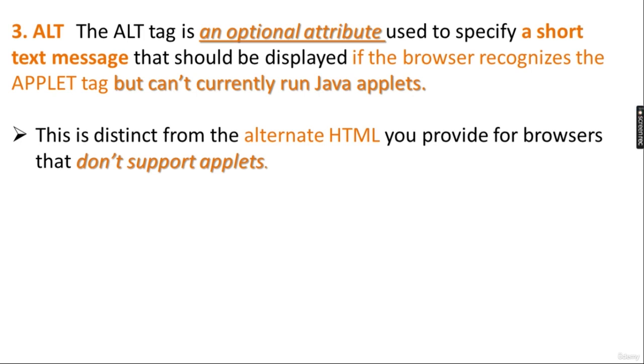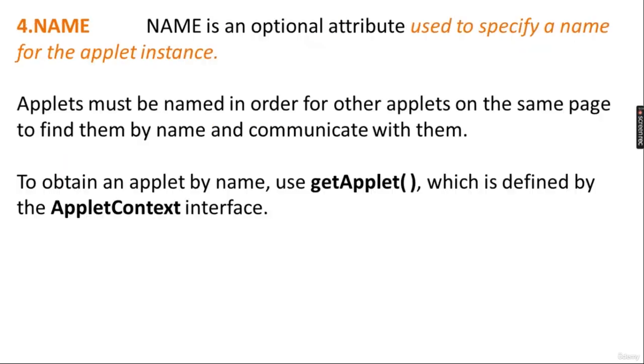If the browser is not supporting applets and you are providing the alternate HTML file, the applet cannot be displayed; that is different from this. Alt is only a string message that will tell that this browser does not support Java applets.